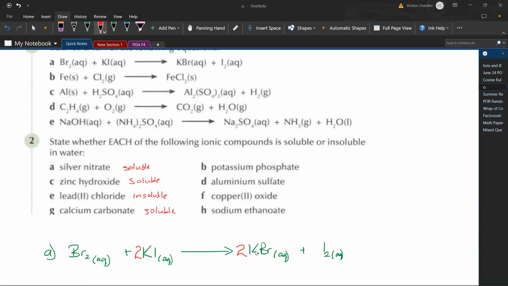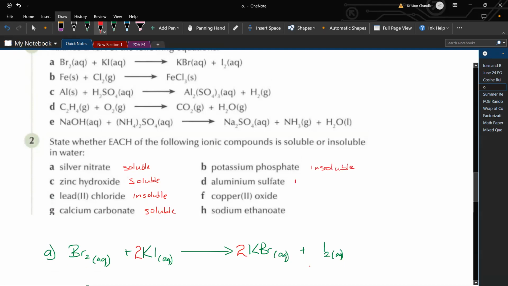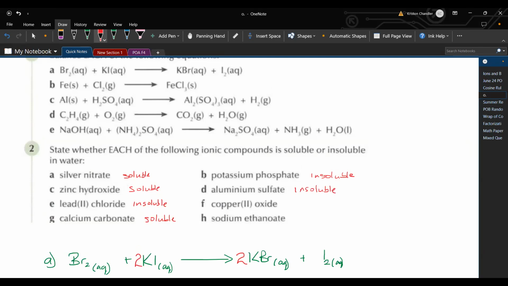Good. Potassium phosphate. Insoluble. Good. Aluminum sulfate. Insoluble. Copper(II) oxide. Insoluble. Good. Right. The metal oxides.